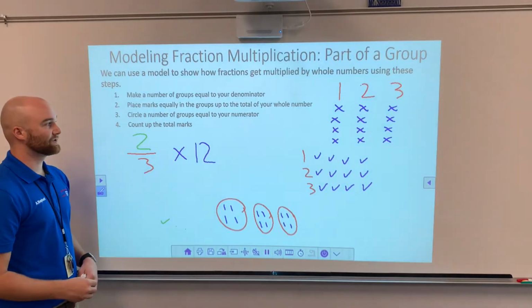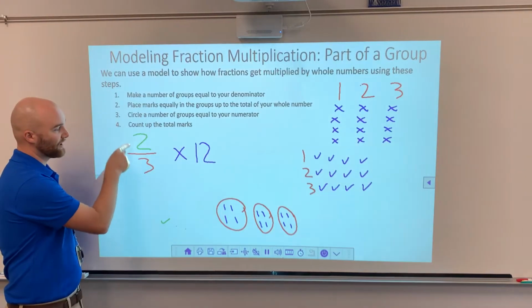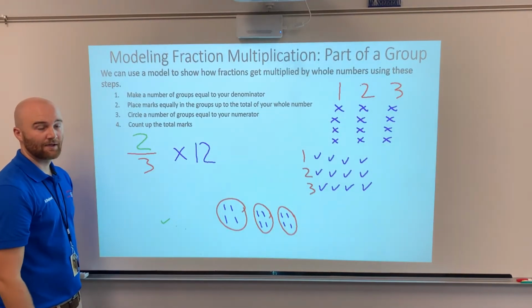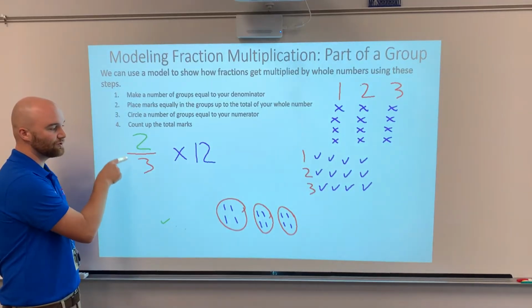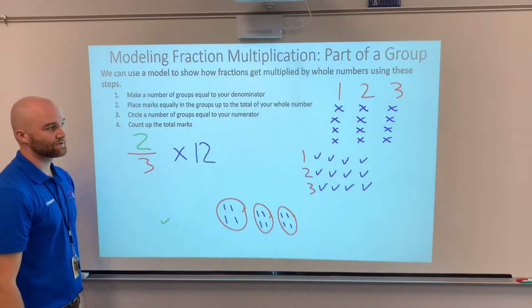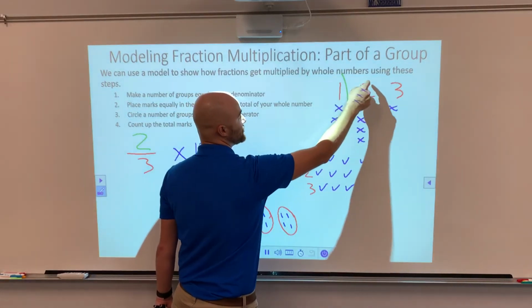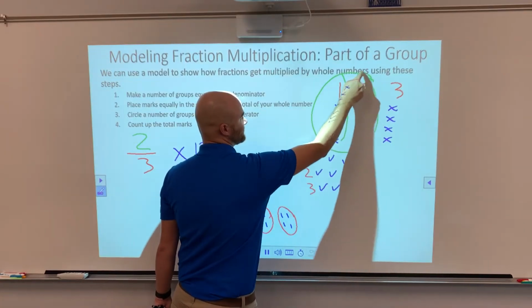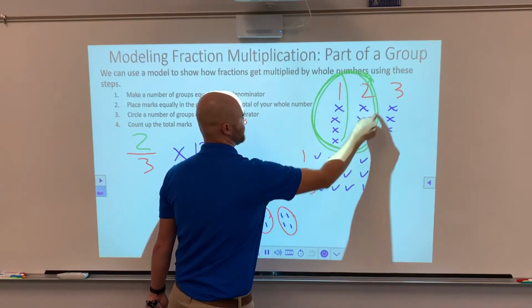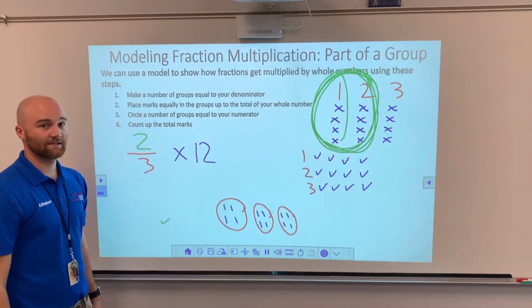The last thing that I have to do is circle a number of groups equal to my numerator. So the numerator is the number on top. Because I didn't have just 1/3, just one of these groups, I actually had 2/3, 2 of these groups. If I chose to do it as columns, I would circle 2 of these groups. I can see that I've got a total of 8 in there.